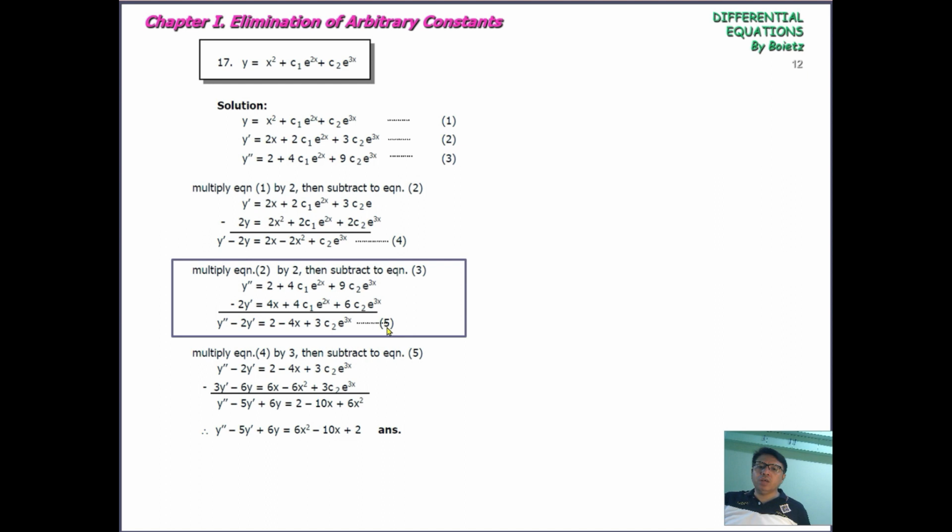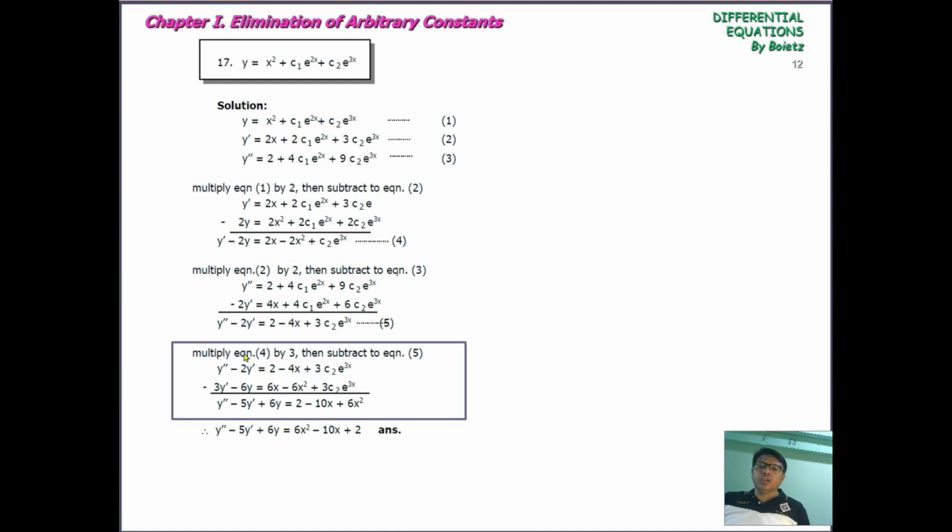Then, you have equation 4 and equation 5 containing C2. So, we can eliminate C2 here. So, mangyayari, mas maganda, multiply equation 4 by 3, then subtract to equation 5. So, ito yon. So, then, eto ngayon ang lalabas. Y double prime minus 5y prime plus 6y equal 6x squared minus 10x plus 2. That is your final answer. Okay? So, kayo na lang mag-verify nun kung paano siya nag-subtract, multiply, and then nag-arrive sa gantong final answer.